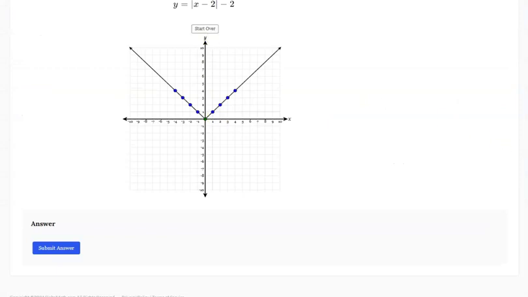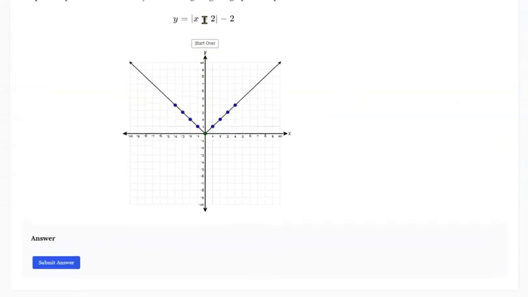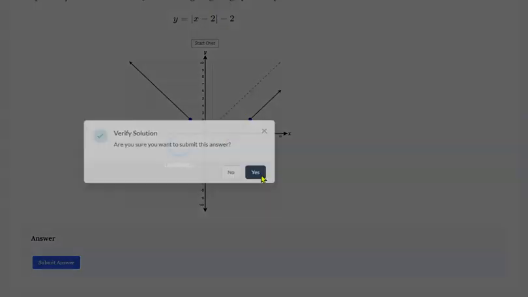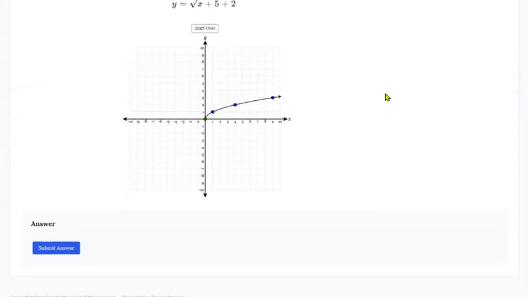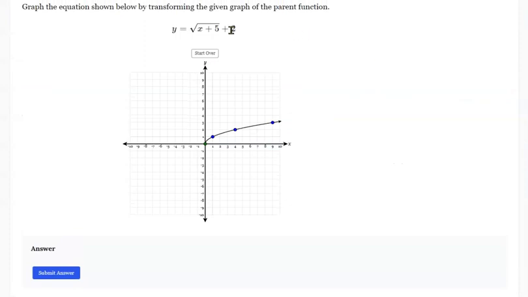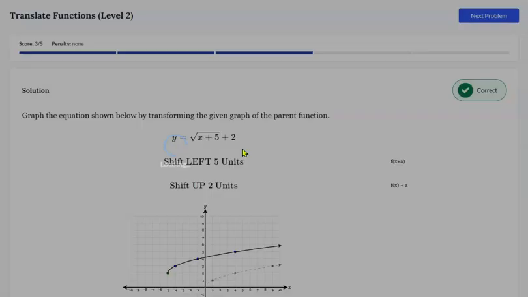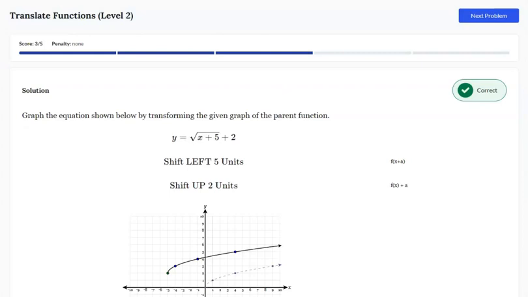Again, a number inside the grouping symbol is left or right. A number outside the grouping symbol is up or down. Inside, a negative is right, and outside, negative is down. One more time. Inside, positive is left, and outside, positive is up. So use that green circle to move the entire function at once.